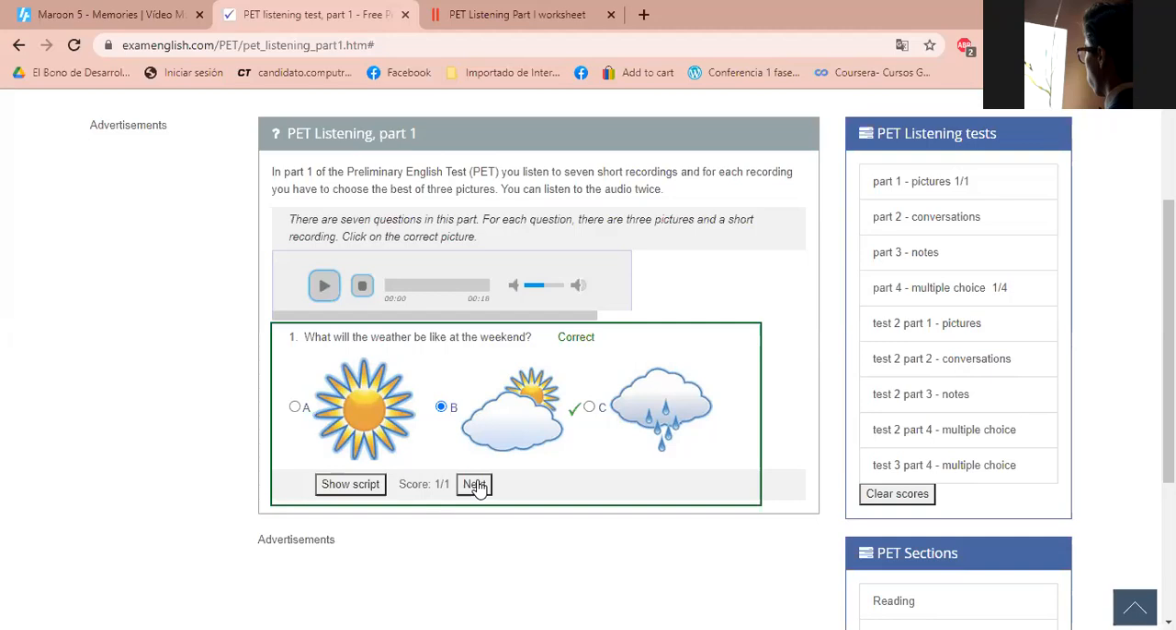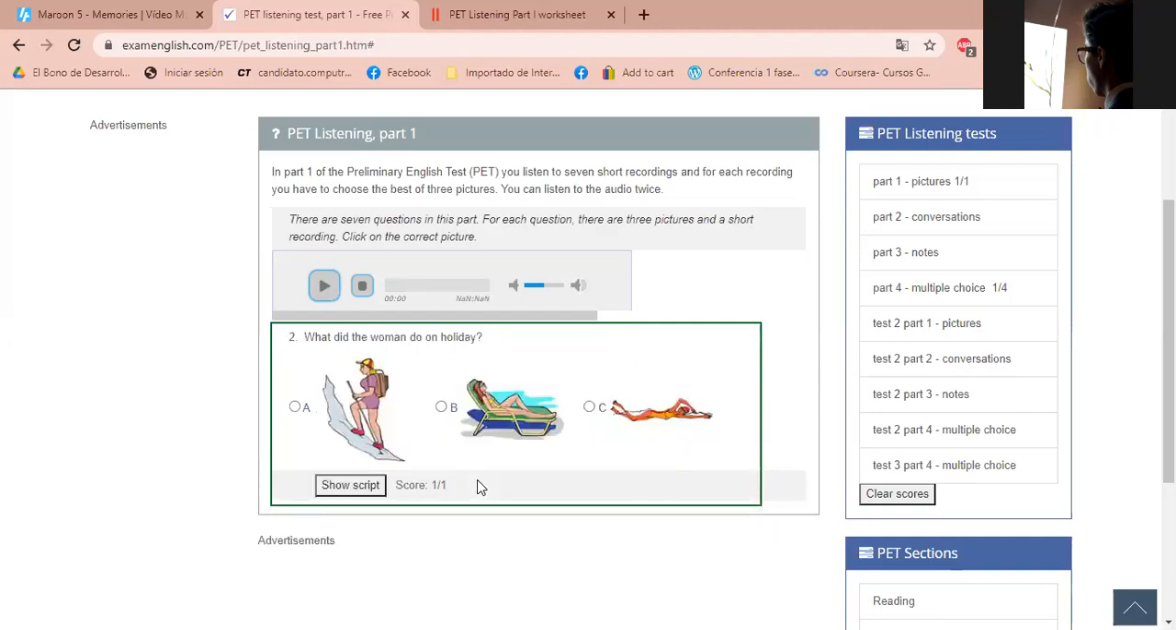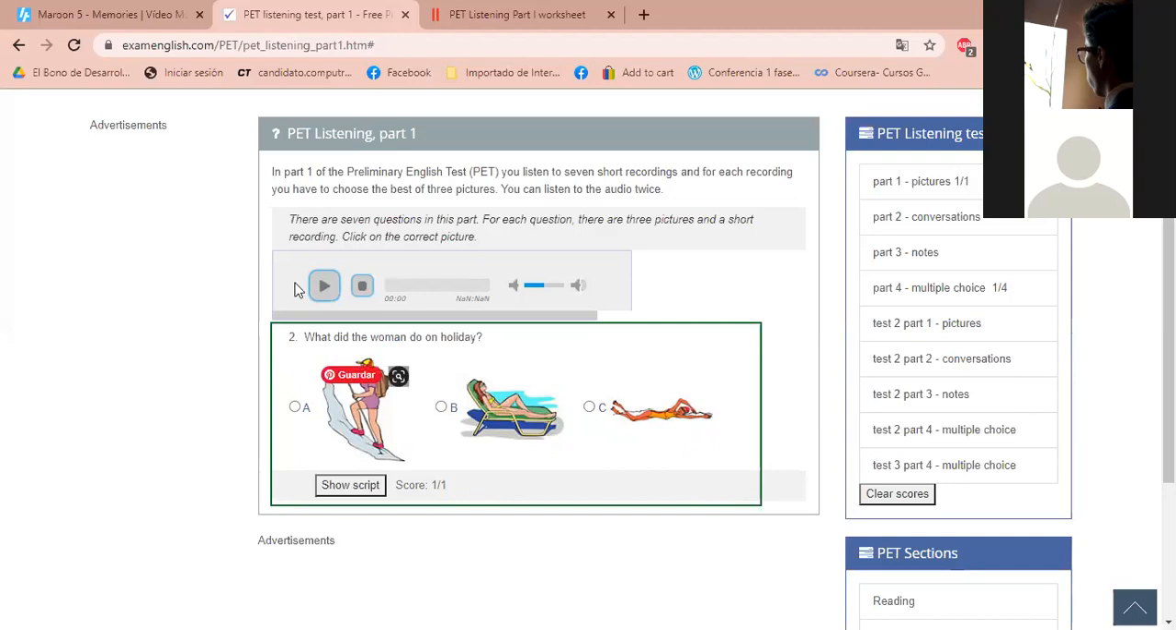Let's continue with number 2. Can you read the question, please, Christian? What did the woman do on holiday? Exactly. What did the woman do on holiday? ¿Qué hizo esta señora el fin de semana? Vamos a escuchar. Pay attention, guys.